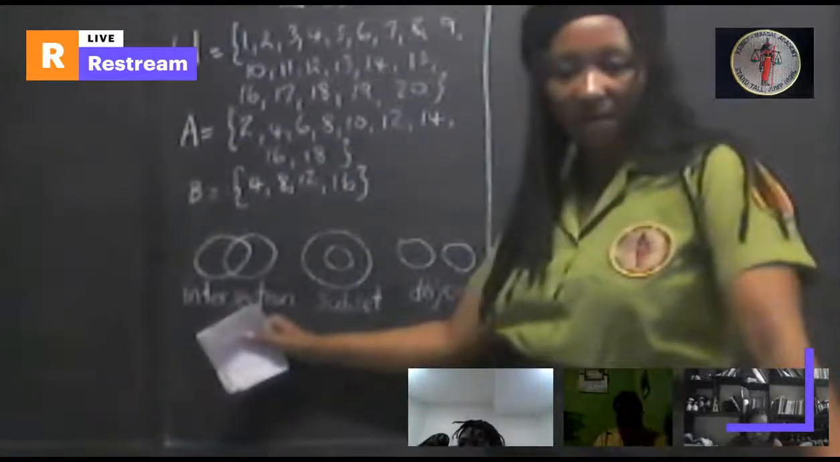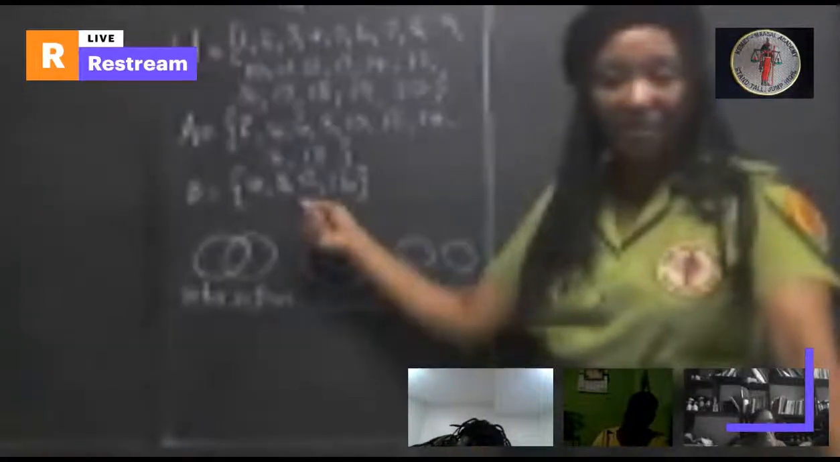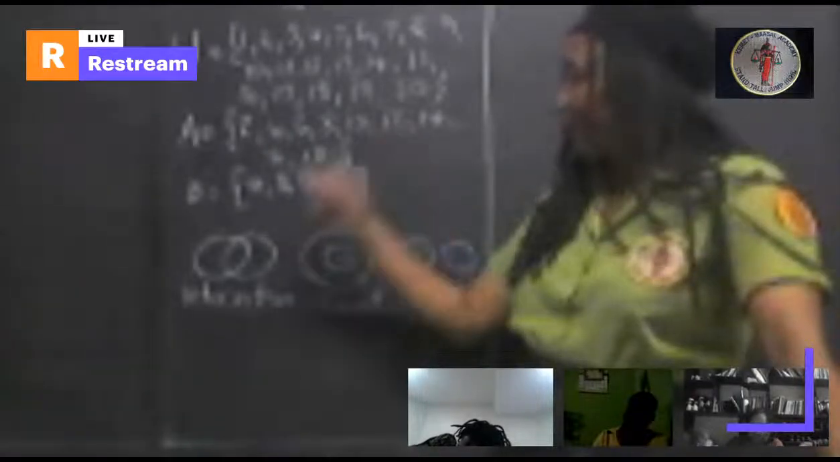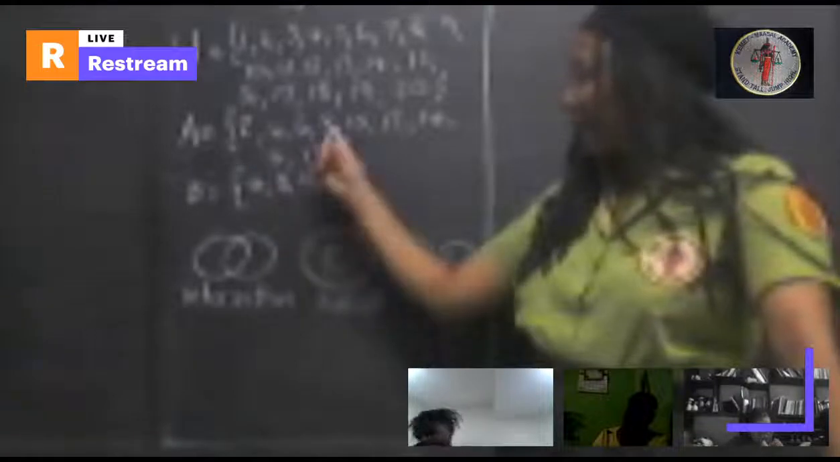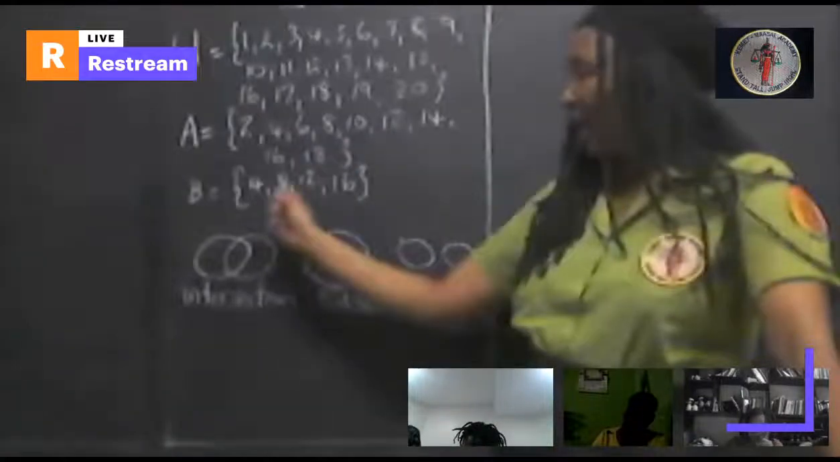Miss, wouldn't it be a subset? This would be a subset. Why would it be a subset? Because everything in B is in A. Yes. All right, so everything in set B is contained within set A. We have 4, 8, 12, 16. They are all elements of A.